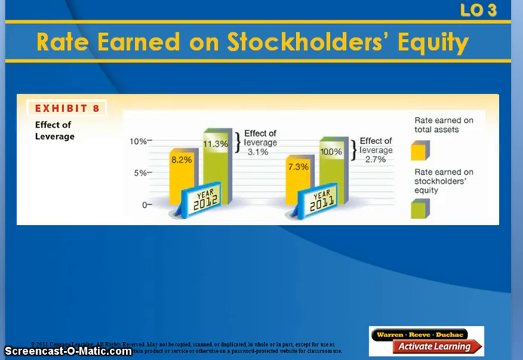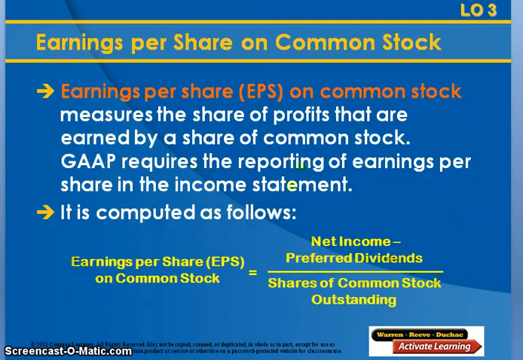All right, and a little bit of a visual for you there. The last couple of these, that's right, we're nearing the end, is earnings per share. Earnings per share is probably the most common ratio that you're ever going to see. It's actually required to be on the financial statements.